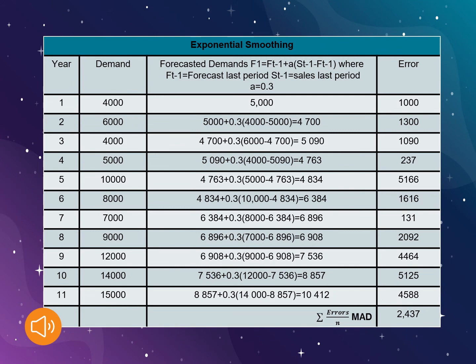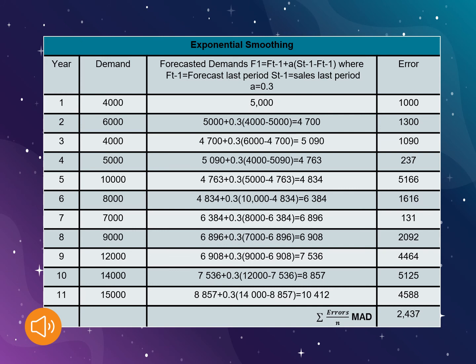Since we've already solved the weighted moving average model, we're going to proceed with our exponential smoothing model, which is here. The formula for this model is the following. Ft equals Ft minus 1 plus A times the quantity St minus 1 minus Ft minus 1, where Ft minus 1 is the forecast of the last period, St minus 1 is the sales of the last period, and A is the given smoothing constant of 0.3.